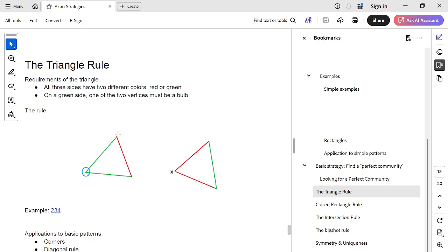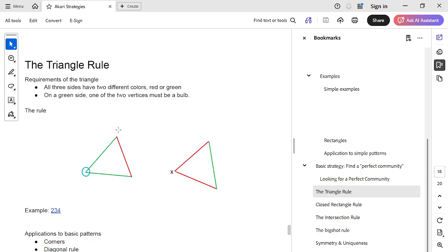First, all three sides are colored red or green, but not the same. And secondly, on the green side, at least one of the two vertices has a bulb. So the triangle rule says that if there are two green lines and a red line, then the intersection of the two green lines must have a bulb. And if there are two red lines and a green line, the intersection of the two red lines must be crossed off. Well, this is very easy to verify.